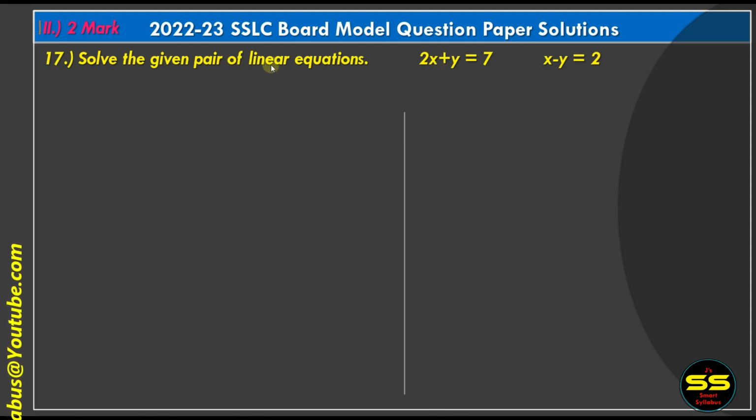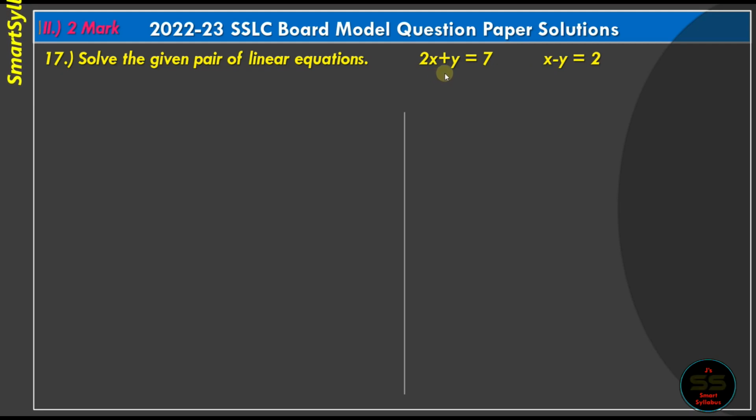As you all know, to solve a pair of linear equations we have 3 methods: one is elimination, the second is substitution, and the third is cross multiplication. Just check this question once again: solve the given pair of linear equations. If it is not mentioned which method you have to use, it means you have full freedom. You can use any method in which you are the best.